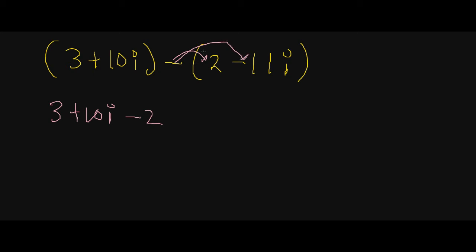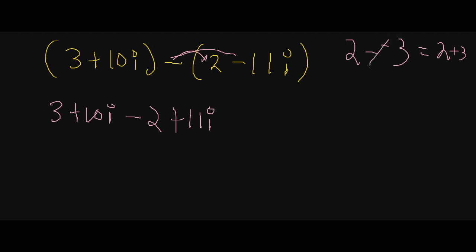Well, negative minus negative 11, the two negatives turn into a positive, right? So we're going to get plus 11i. Just think about a problem like this: 2 minus negative 3. Well, this becomes 2 plus 3, because the negative and the negative turn into a positive. So same thing over here. This is minus 2, and the 2 is already positive, so it's just going to be negative 2 here. And then the minus negative 11 here turns into a positive, right?